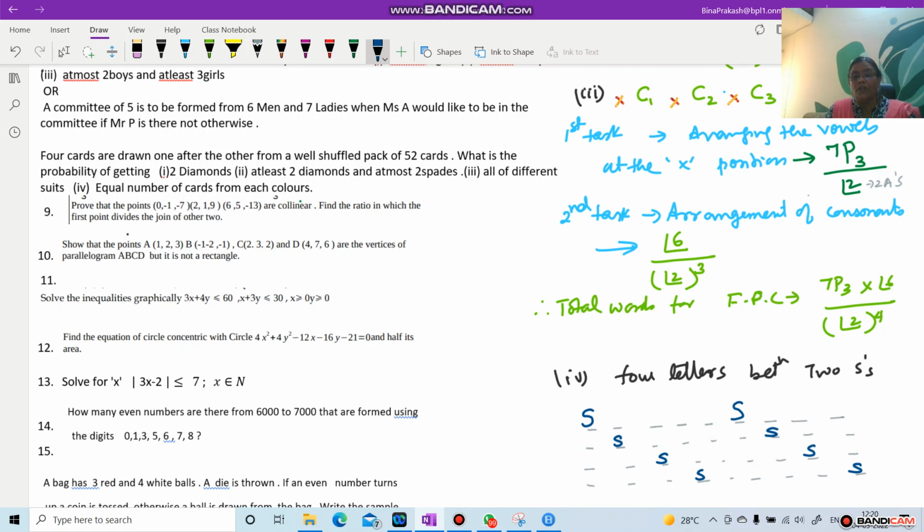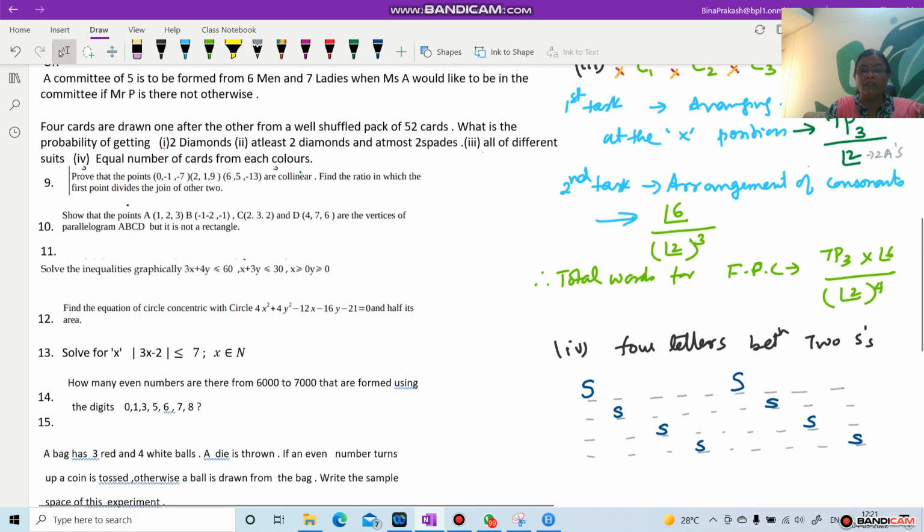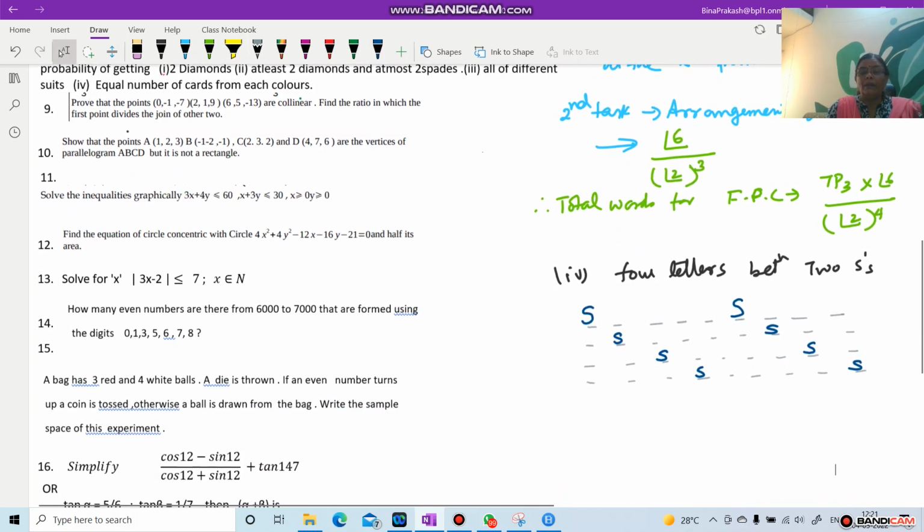We cannot, because if you keep an S on the 5th position, you will not have the space for the next S. If you keep it in the 5th position, the other S has a choice here or here, so you won't be having 4 elements in between them. So these are the only 4 options that you can have for the 4 elements to be between the two S. So now we have divided it into tasks.